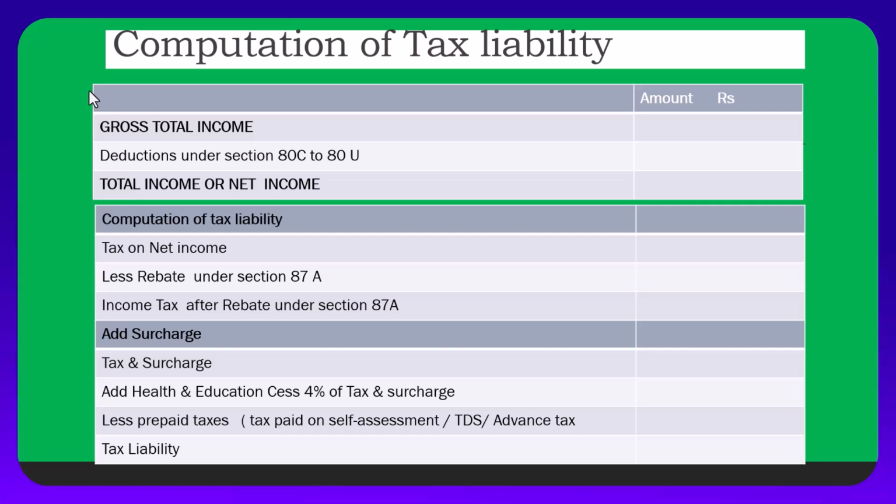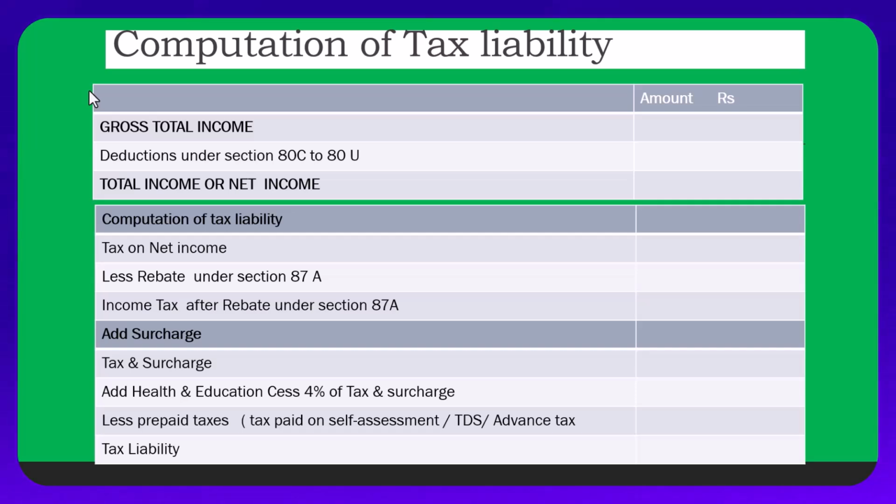So gross total income, less deductions under sections 80C to 80U, which we are going to understand, gives you total income. Then you calculate your tax liability. Tax on net income, rebate under section 87A. There is a rebate given to people whose income is low. This time in the budget it was announced that anybody having income up to 12 lakh rupees pays no tax.